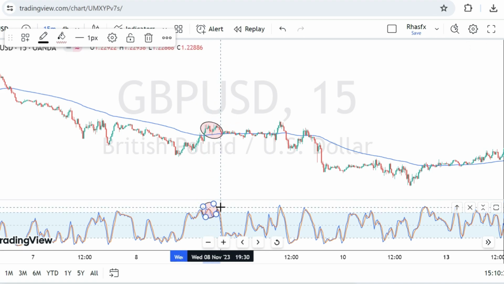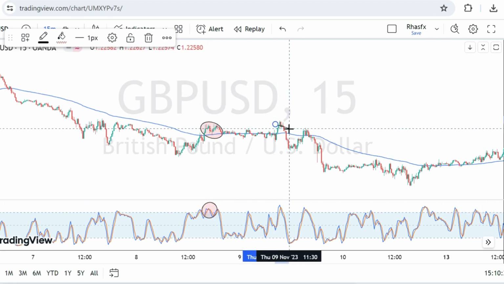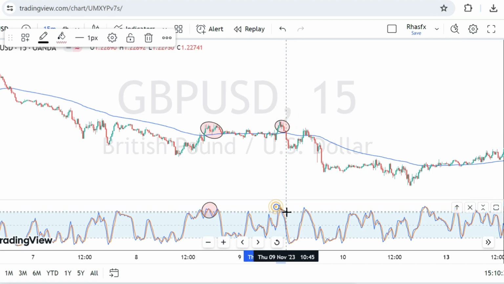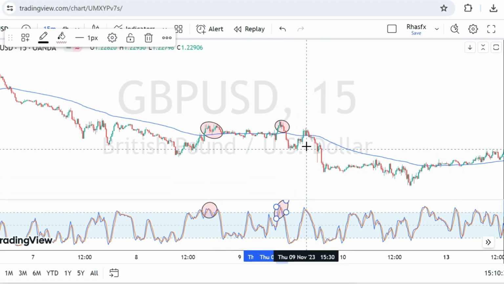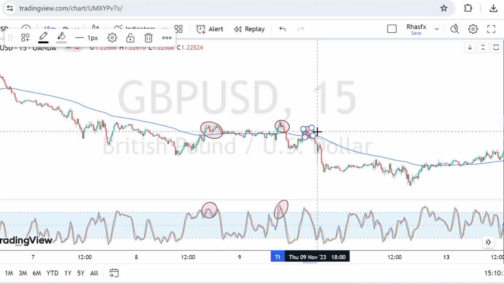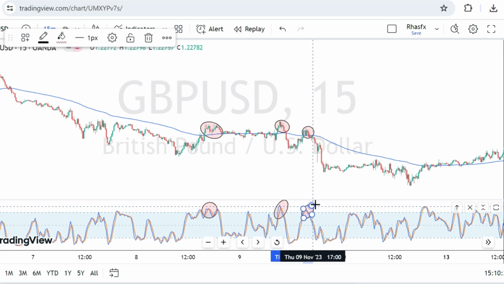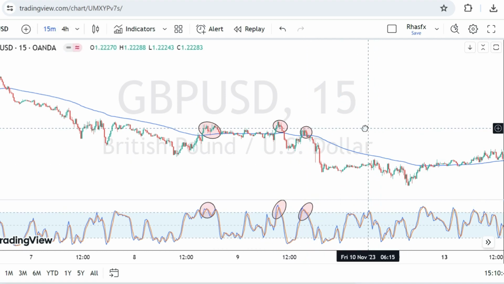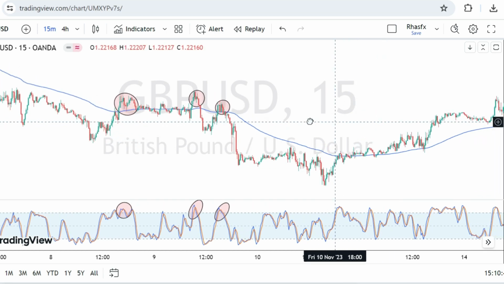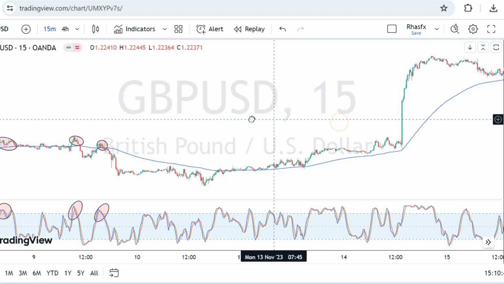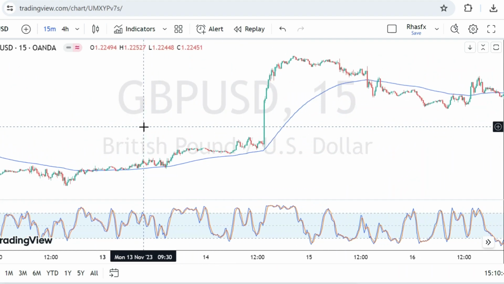Choose the appropriate time frame for your trading style. Different indicators may perform differently on various time frames, so ensure that the chosen time frame aligns with your trading goals. Consider using multiple indicators that complement each other. Combining indicators can provide a more comprehensive view of market conditions and increase the reliability of signals.